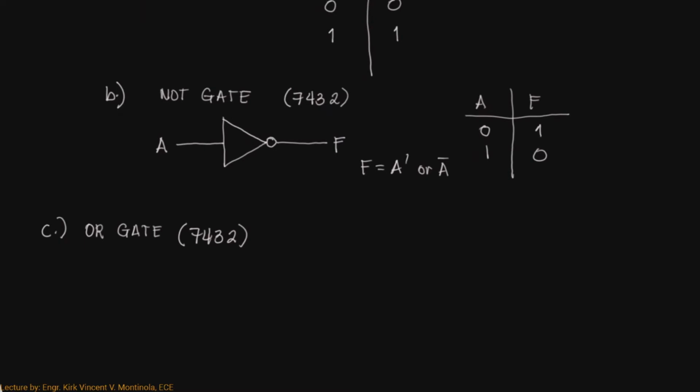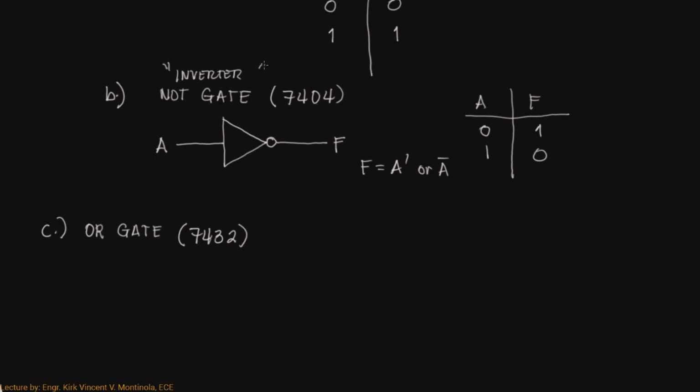Next is the OR gate. Your OR gate can be purchased commonly as 7432. Your NOT gate, sorry, that was a mistake. The NOT gate is commonly sold as 7404, not 7432. Sometimes the common term for your NOT gate is the inverter, or inverter gate.